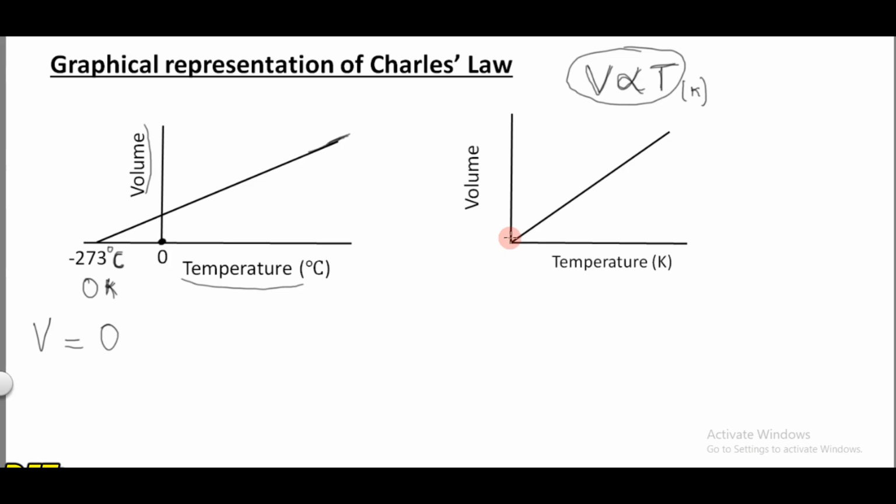Then when the graph passes through this origin, this is the origin of the graph, there is where we have 0 Kelvin. Here we have volume and here we have temperature. So when the graph comes from this origin, we use Kelvin in terms of temperature. These two graphs represent Charles' law, and you should be able to differentiate the two graphs. This is in degrees Celsius, this is in Kelvin.